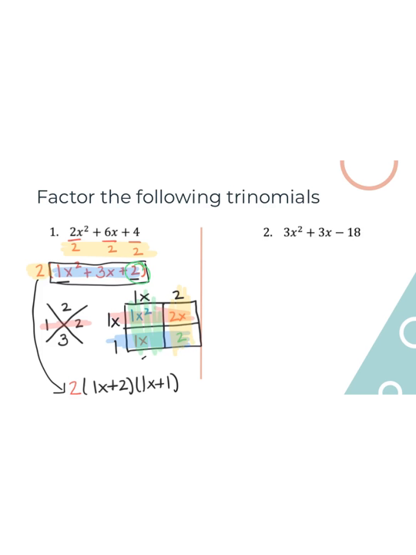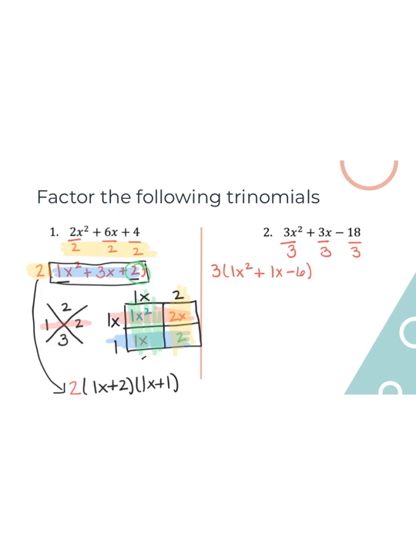Okay, so let's look at number 2. So I have a 3x squared, a 3x, and a negative 18. Okay, so I know, looking at all those, I can take a 3 out of each one of those. So I'm going to divide this piece by 3, this piece by 3, and this piece by 3. Okay, now I'm going to go ahead and rewrite. So my 3 is going to come out front. 3x squared divided by 3 is 1x squared, plus 3x divided by 3 is just a 1x. And then a negative 18 divided by 3 is going to give me a negative 6.